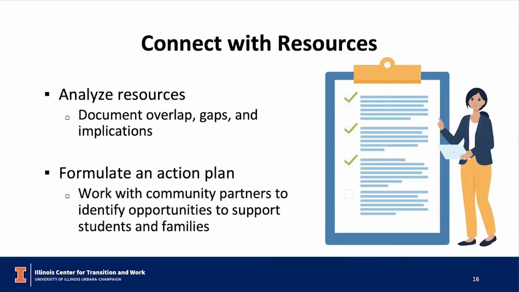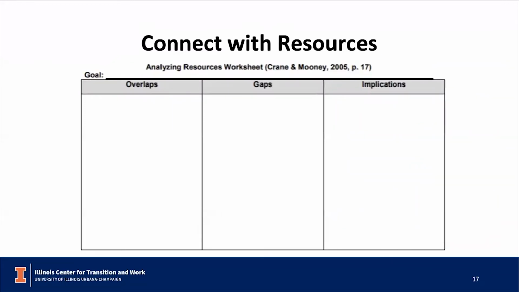Once you look at these overlaps, gaps, and implications, then you can formulate an action plan to work with community partners and to maximize these community resources to identify opportunities to support students and families as they prepare for life after high school. And then this is just another example of a way you could document information for consideration. You'll notice it just has overlapping information, gapping information, and whether there are any implications from the information.